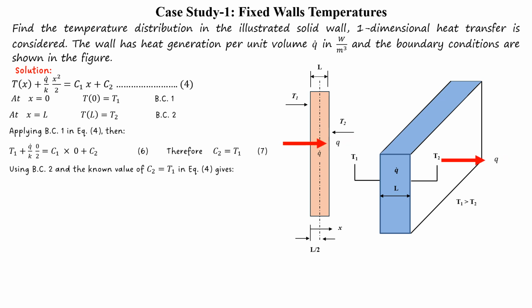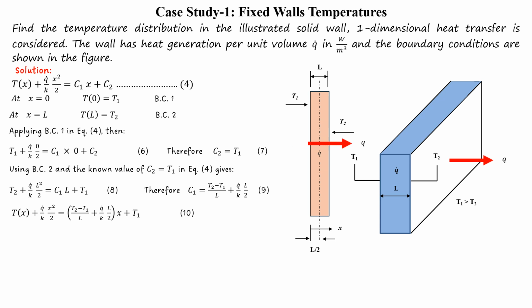If we apply boundary condition number 2 to the same equation, with C2 equal to T1, then we will get C1 equal to T2 minus T1 divided by L plus q dot L divided by 2k, which is represented by equation number 9.